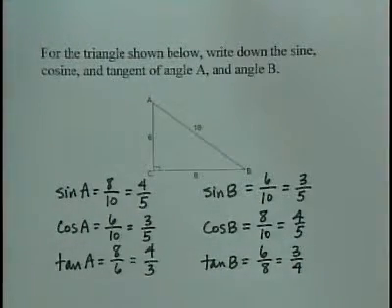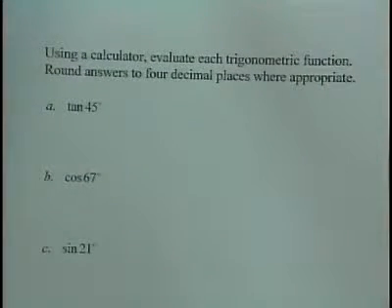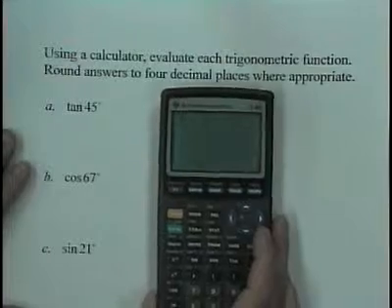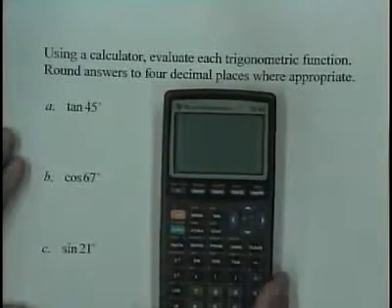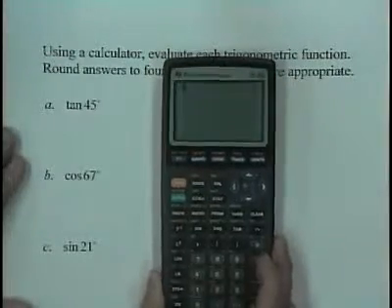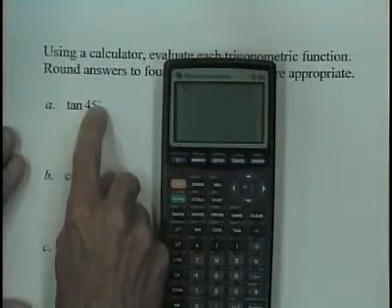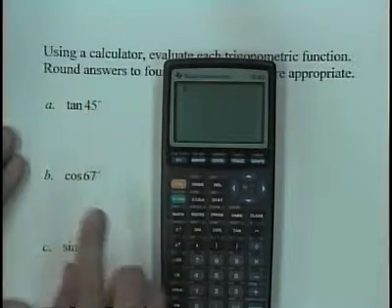Well, I also want you to be able to evaluate sine, cosine, and tangent of given angles on your calculator. So let's try that. Using a calculator, we're going to evaluate each trig function, and we're going to round our answers to 4 decimal places where appropriate. There's a couple of setup things that we need to do on our calculator before we're ready to begin. The first setup thing is to notice that these angles are in degrees. This is a degree symbol.